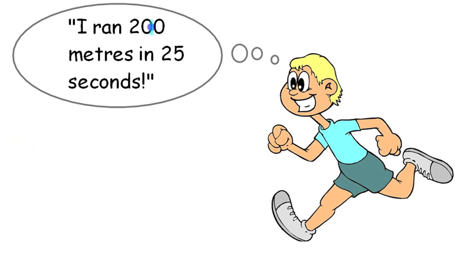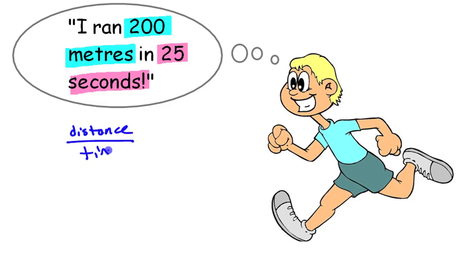Because you have a distance here, 200 meters, and you have a time here, 25 seconds, so you can make that comparison with a rate. That's actually going to be, we're going to write a speed for this. If we take distance and we divide it by time, that's how you calculate the speed of something. But a speed is a rate.